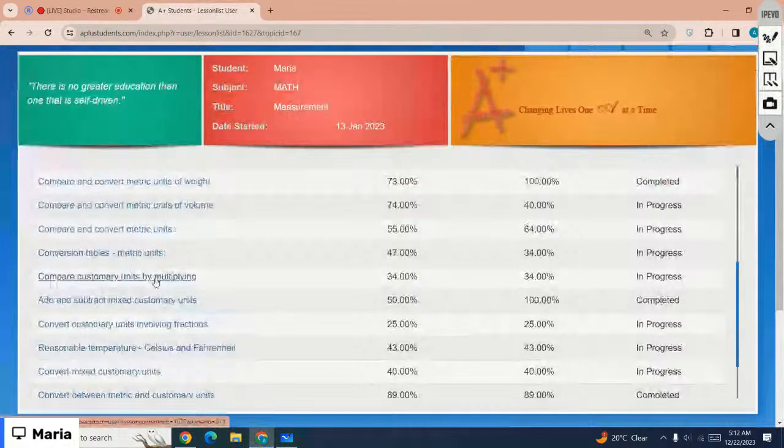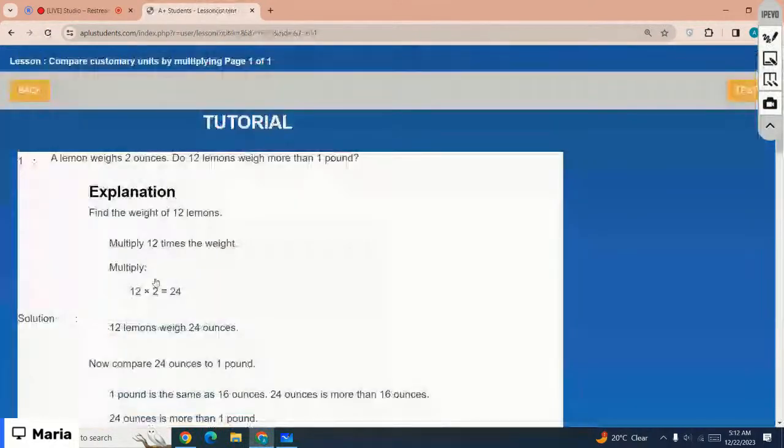The next one is compare customary units by multiplying, right? Okay, a lemon weighs 2 ounces. Do 12 lemon weighs more than 1 pound? You are given the weight of one lemon, right? One lemon, the weight of the one lemon is 2 ounces. The question is, do 12 lemon weigh more than 1 pound?